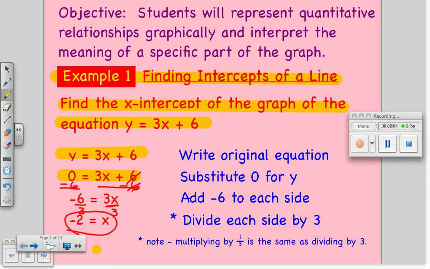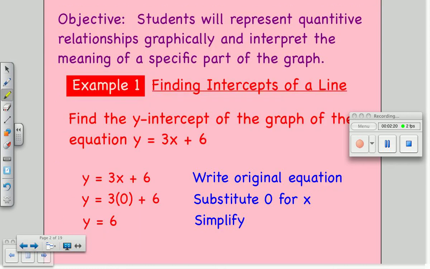So that means if I have a graph along my x, I go to negative 2 right here. That means my line is going to intercept x right there at negative 2. Okay?